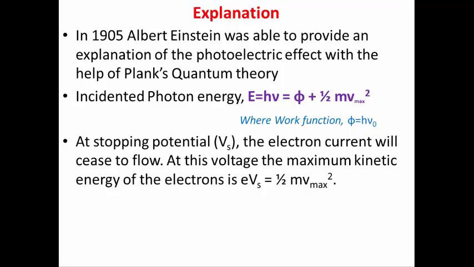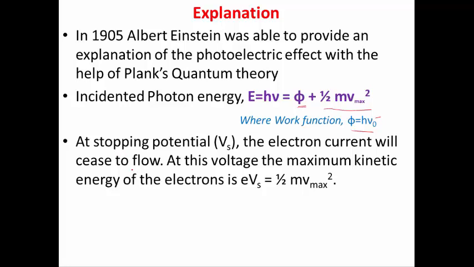The photoelectric effect was successfully explained by Albert Einstein in the year 1905 by using Planck's quantum theory. According to Einstein, the incident photon energy, that is E equal to h nu, is equal to the work function of the given photosensitive material plus the maximum kinetic energy of the photoelectrons generated, that is half m v max square, where this phi stands for the work function, which will be equal to h nu naught, where nu naught is the threshold frequency.